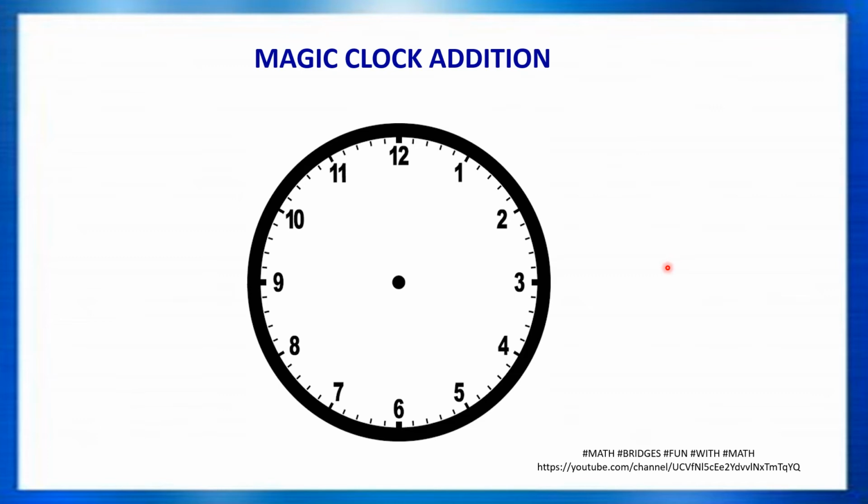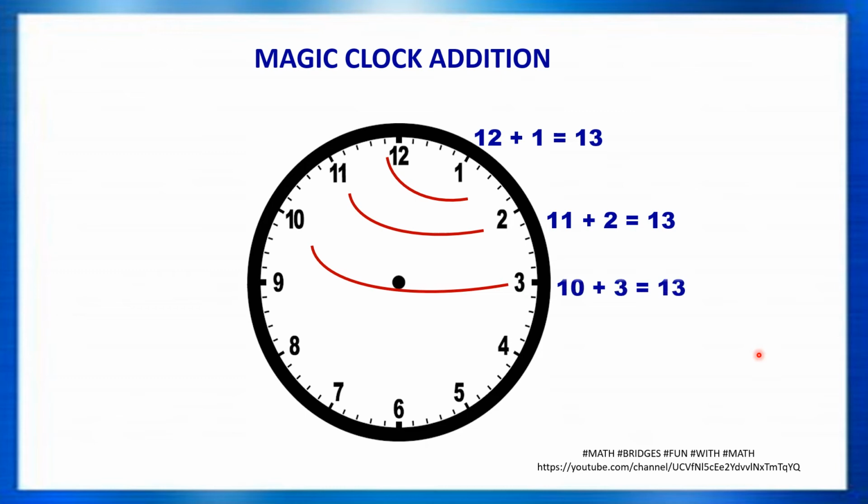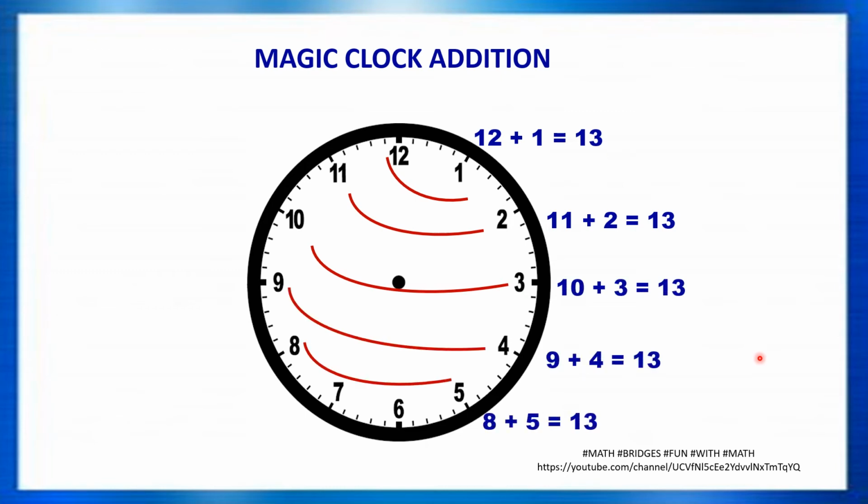The next magic, again, magic clock addition. One more concept: if we consider here, you can see 12 plus 1 is 13, 11 plus 2 is 13, 10 plus 3 is 13, 9 plus 4 is 13, 8 plus 5 is 13 and 6 plus 7 is 13. This also can be considered as an addition activity.